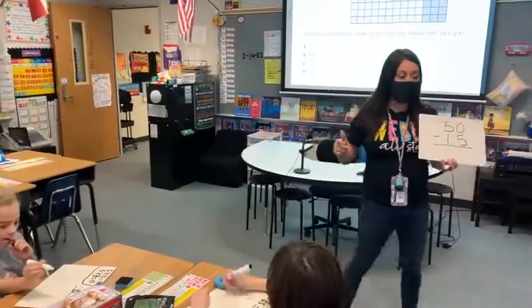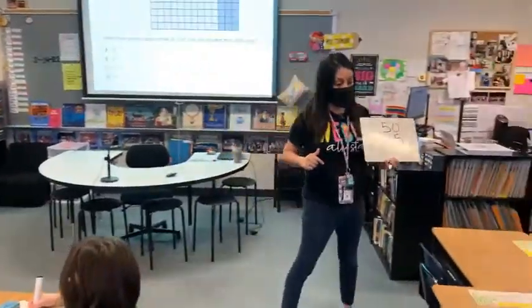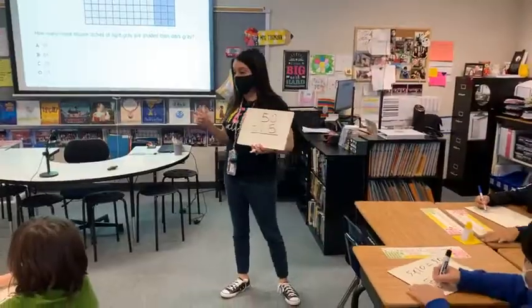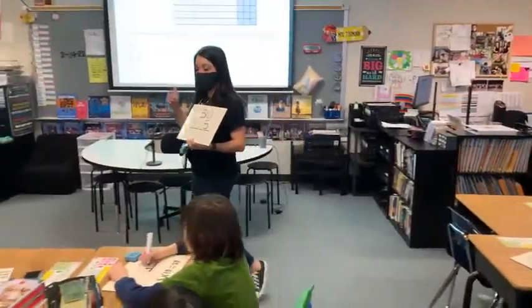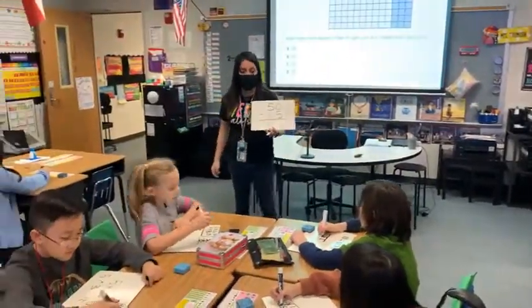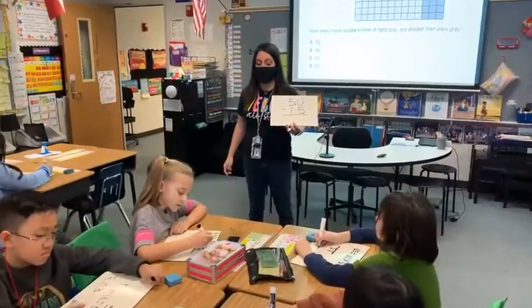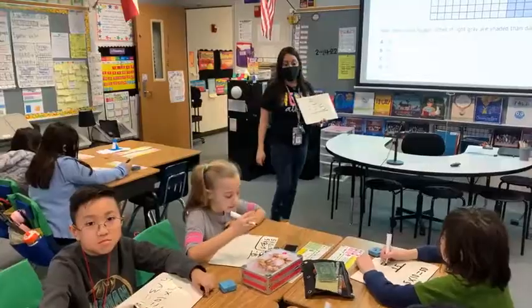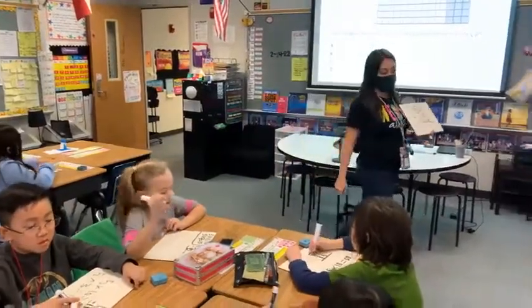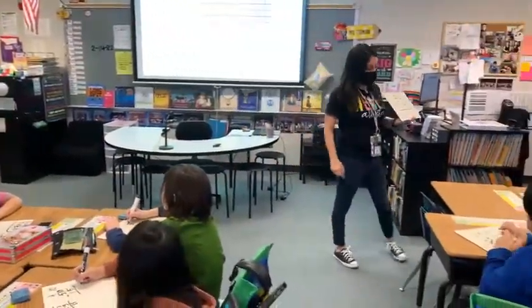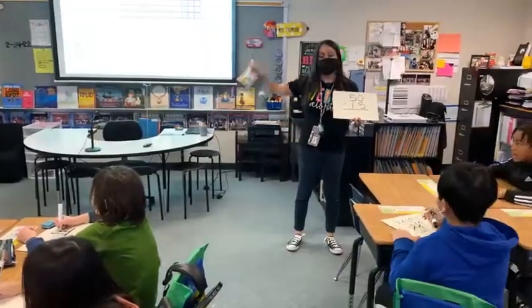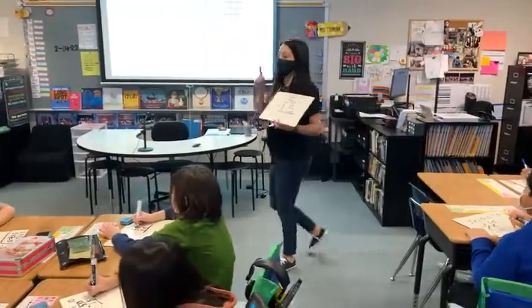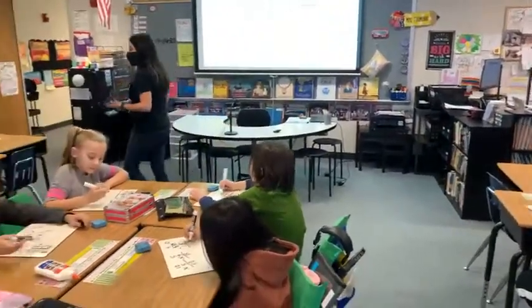Okay, now, bosses, what do we do next? Okay, we have to borrow. So that 5 becomes a what? 4. And the 0 becomes a? 10. And what do we do next? Now we're ready to subtract. All right, show me, bosses. What is that going to be? 35.